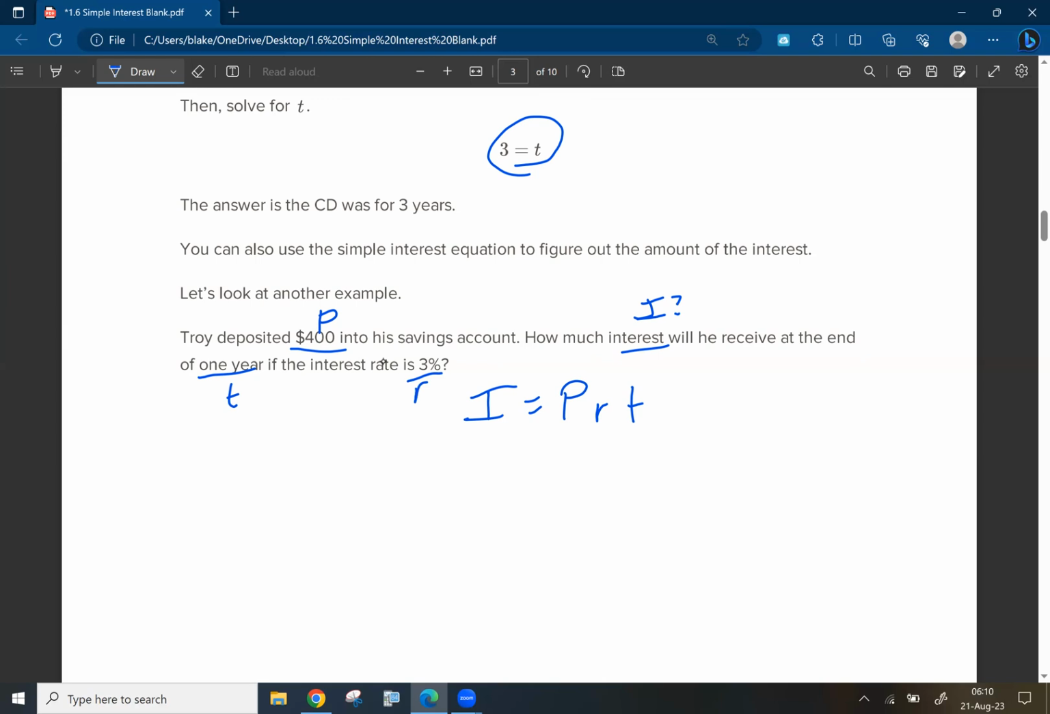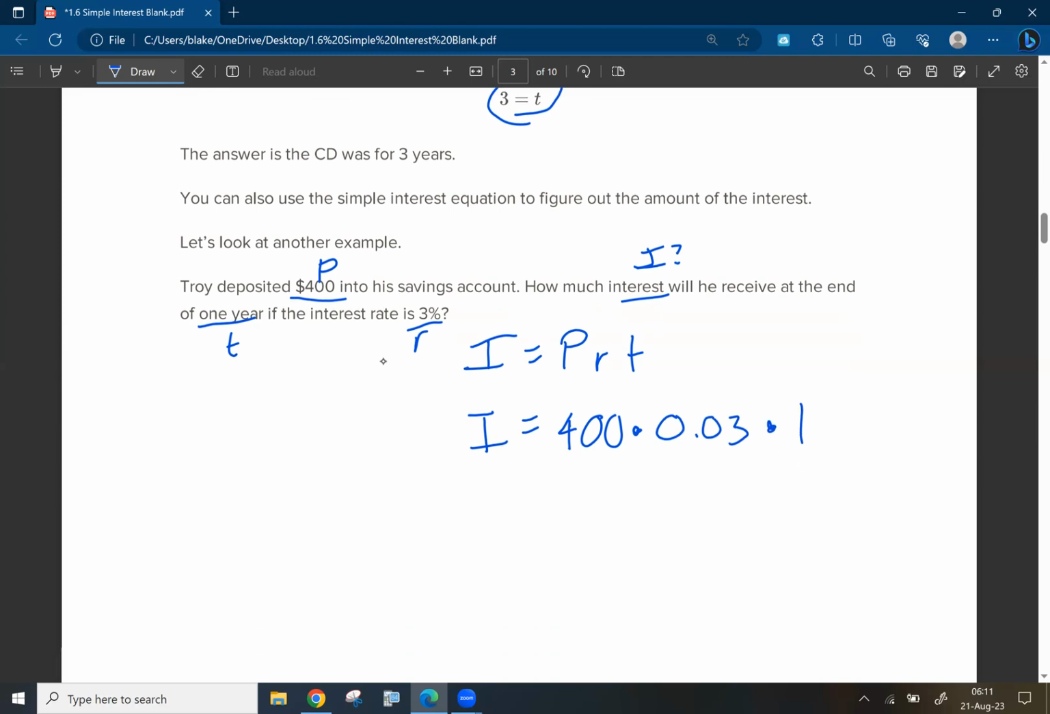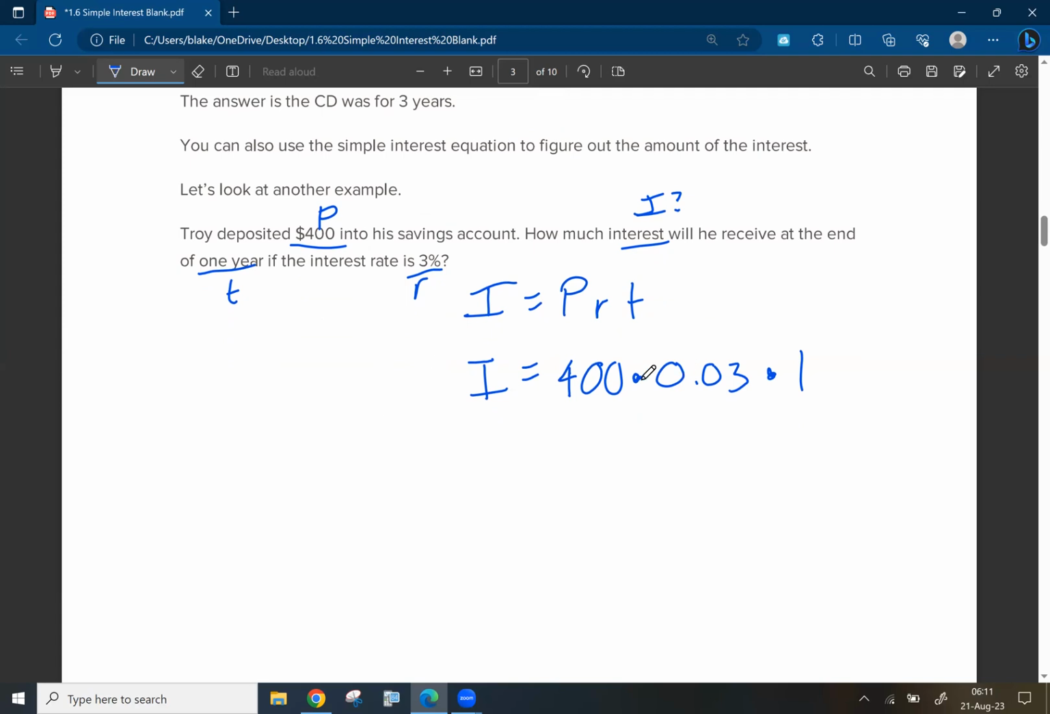So I is what we're looking for. We know principal is $400. We know rate was 3%, also known as 0.03. And we know time was 1 year. This one's a little bit easier because all the numbers are on the right side. We can just multiply them together and that'll equal our accumulated interest. So we'll grab our calculator and type this in.